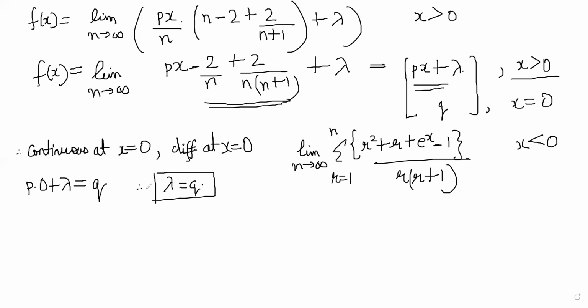For differentiability, we will have a relation, but for that we need the right hand side as well. This part also we need to simplify to get differentiability, right? The derivative from the left hand side is basically p, so the right hand side derivative we need to figure out, right? So let's figure out this summation now. How do we do that?